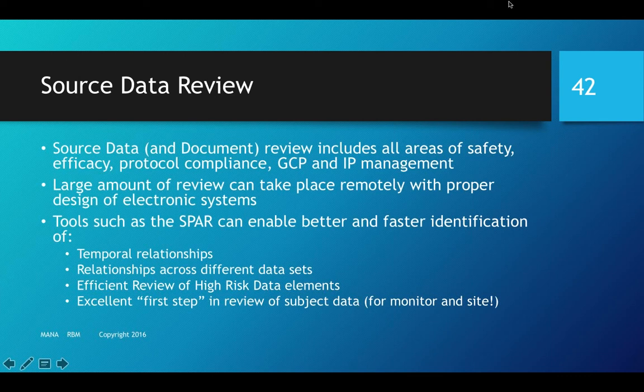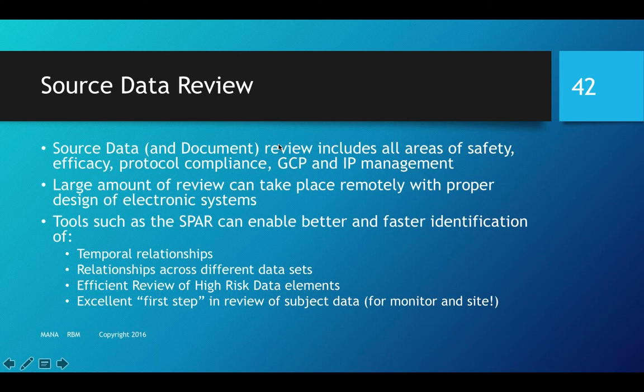So I think those were the questions. In summary, what we want to say here is that for source data review, which is the new expectation for monitors, both source data and documents, we can't forget the documents, review includes all areas of safety, efficacy, protocol compliance, good clinical practice, and IP management. Again, these were the areas focused on from the risk-based monitoring guidance. A large amount of the review can take place remotely with proper design of electronic systems, and that's what we wanted to show you here, that you can do a large amount of review immediately.